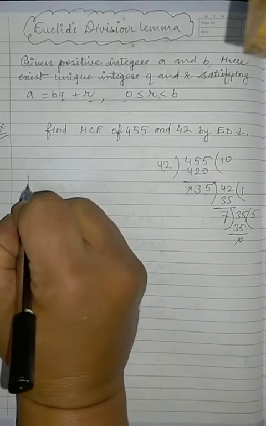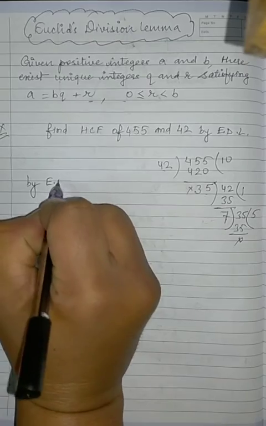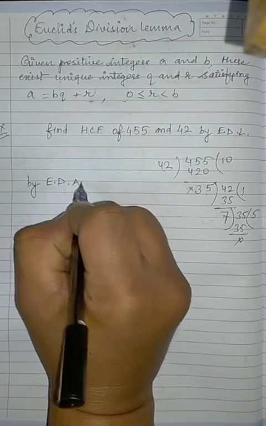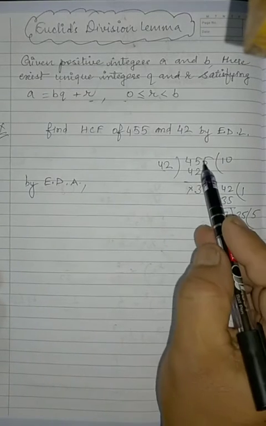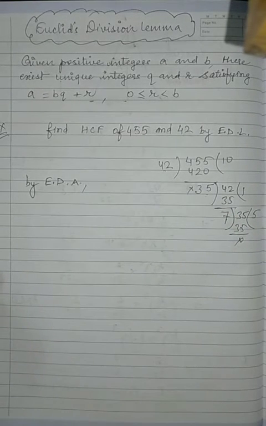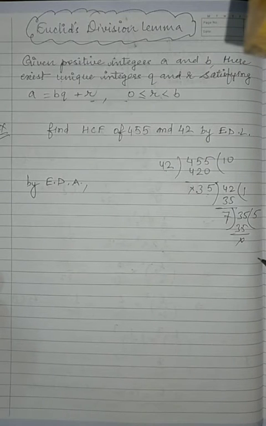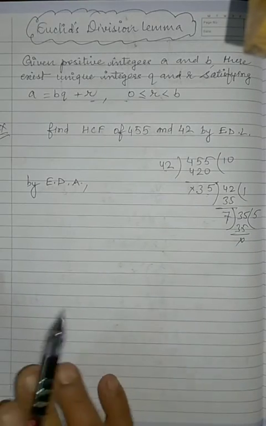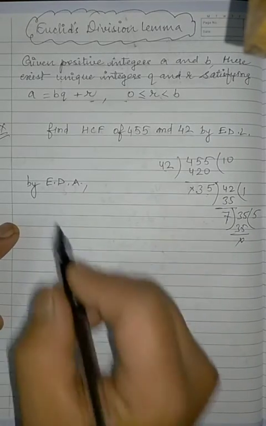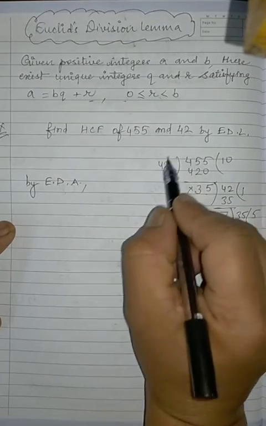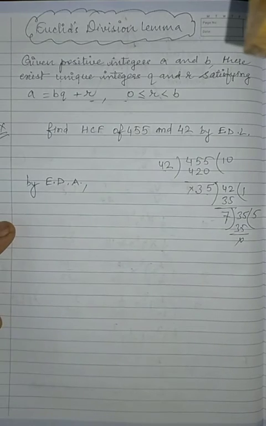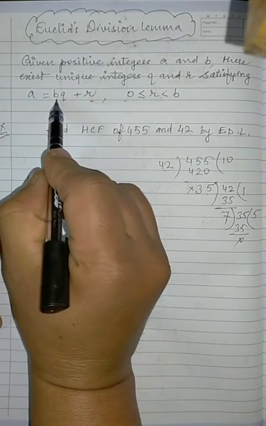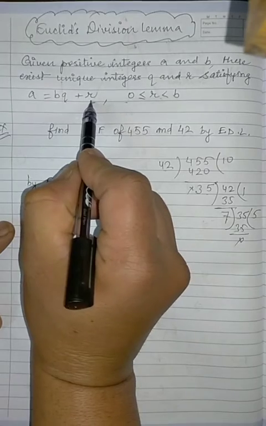Now by Euclid's division algorithm. Why algorithm? Because the division is continuing for more than one step, so it has become a sequence of divisions which is called the algorithm. We can write Euclid's division lemma also, there is no confusion in that. So let us write this division step by step in terms of a is equal to bq plus r, where a is the dividend, b is the divisor, q is the quotient, and r is the remainder.